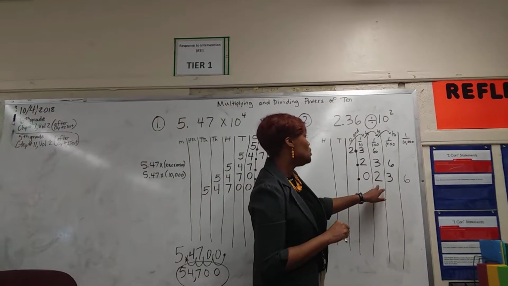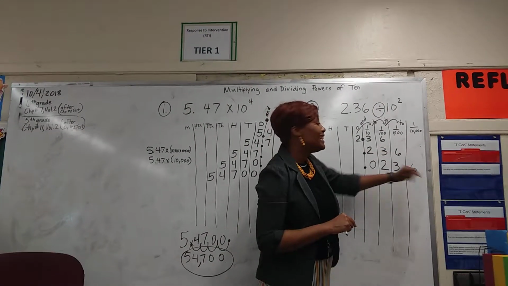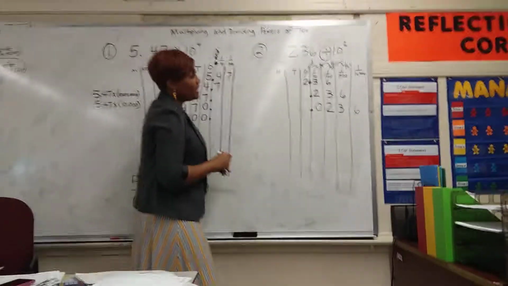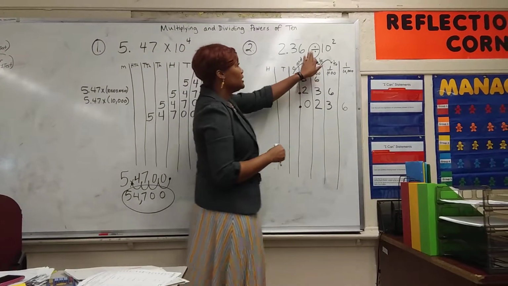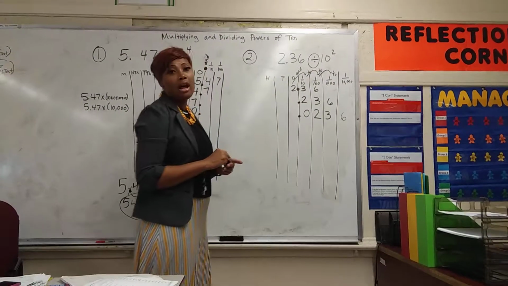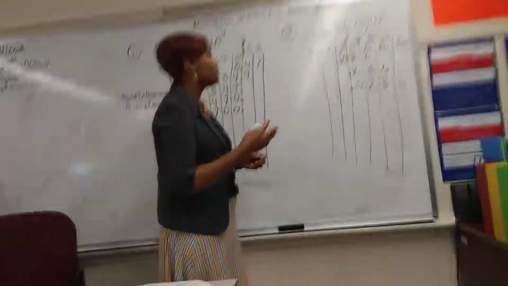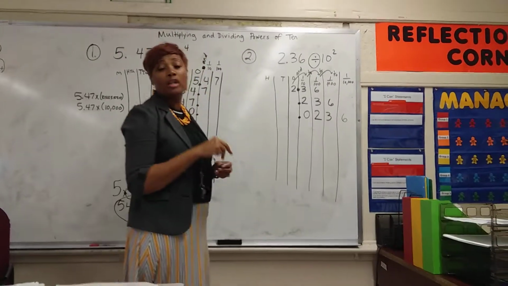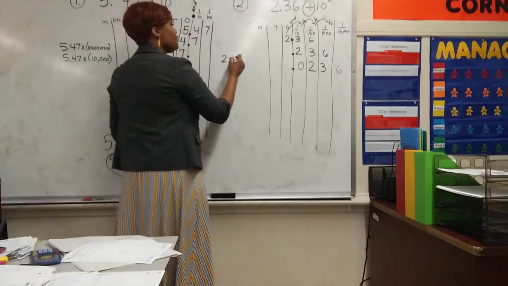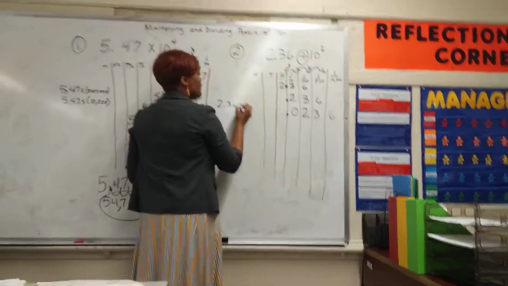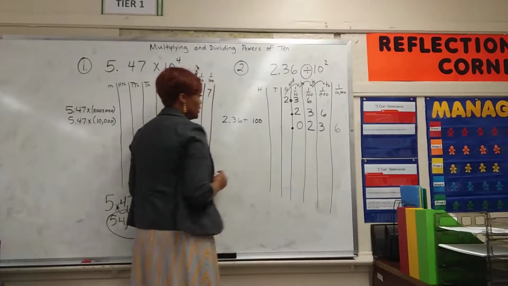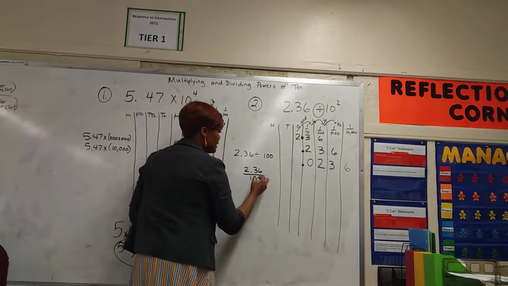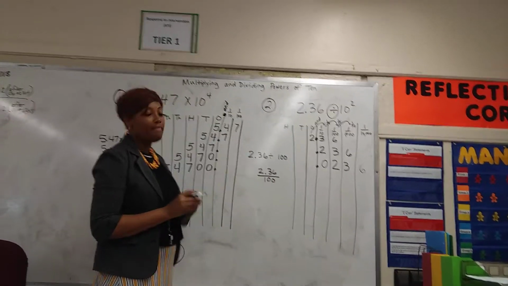So we have 236 ten-thousandths. Now, let's look and see what happened. The digits shifted to the right, which lets us know that's correct based on our operation of dividing. The number gets smaller and smaller. And it got smaller by 10 squared, or 100. 2 and 36 hundredths divided by 100 is no different than saying 2.36 divided by 100.